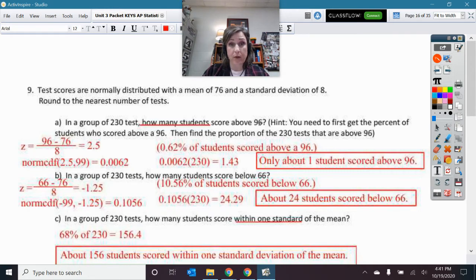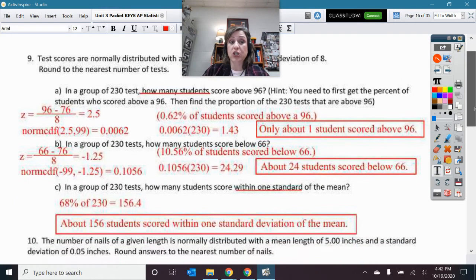So this is a two-step problem where you first had to find the percentage. So I got my z-score for 96 of 2.5. Then I said, 2.5 to 99. That's the proportion of students that scored above a 96. So only 0.62% of my students scored above a 96. Well, it wants to know how many students is that, not just what percent. So I have to take that value, multiply it by 230, and see that it says about 1 student scored above a 96. So I rounded to the number that would represent.